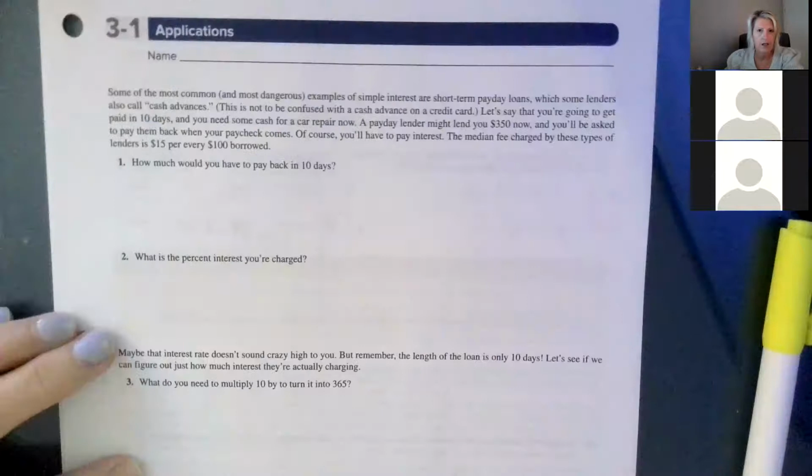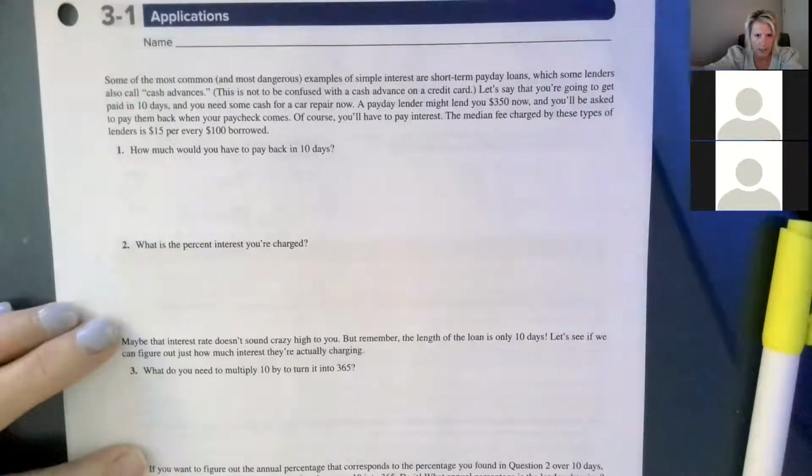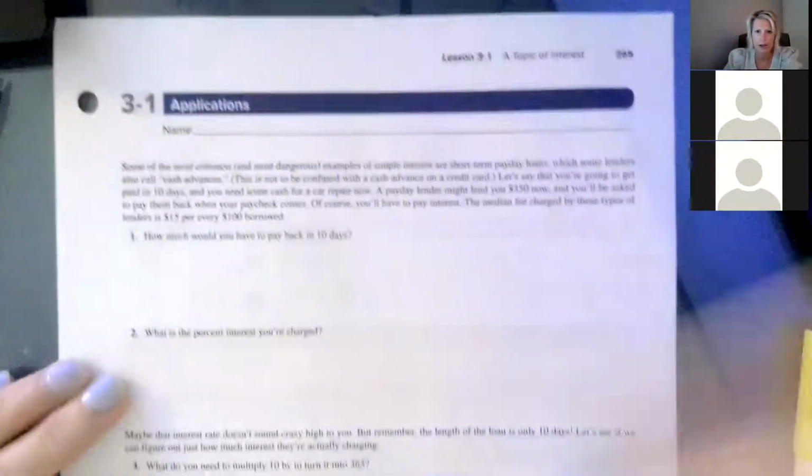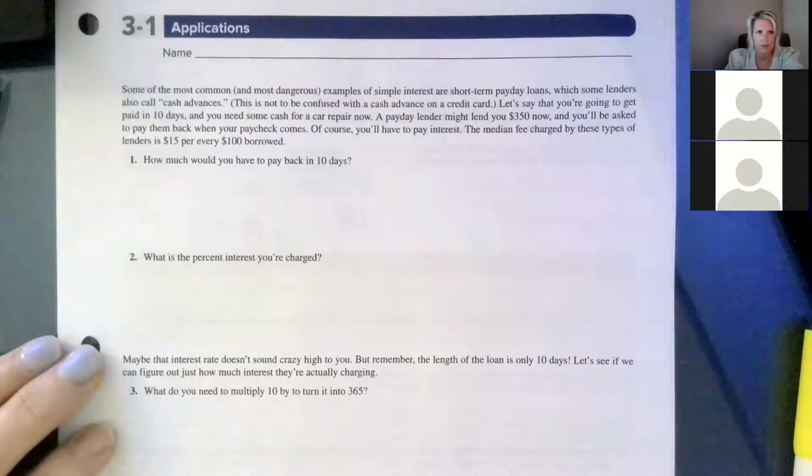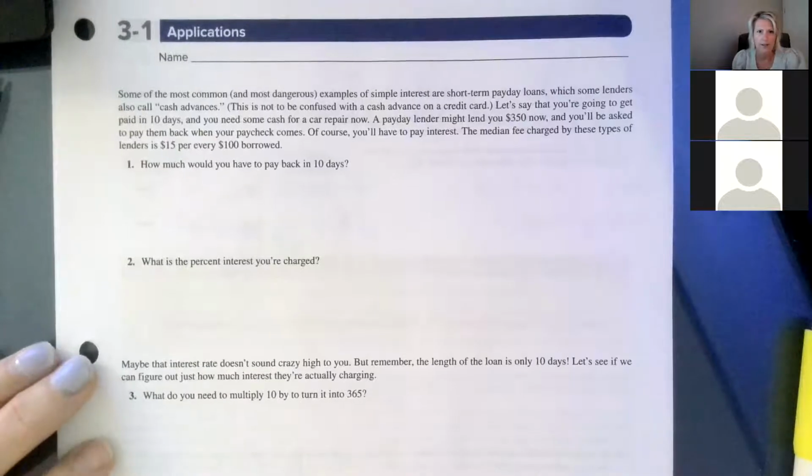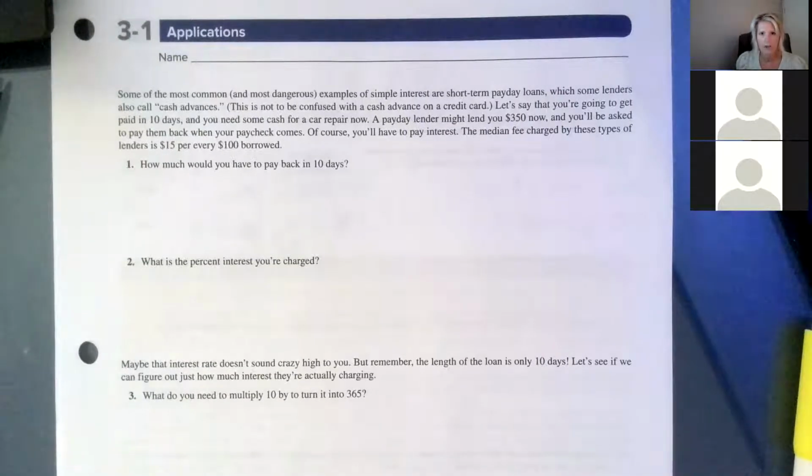Okay. So it says some of the most common and most dangerous examples of simple interest are short-term payday loans, which some lenders also call cash advances. This is not to be confused with a cash advance on a credit card.